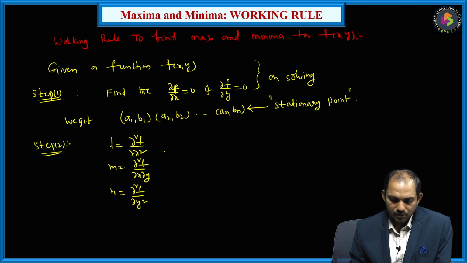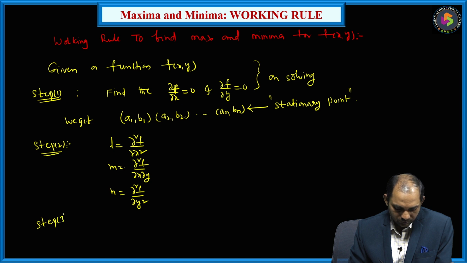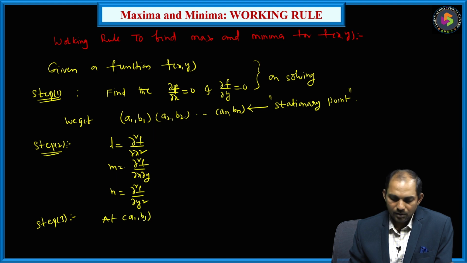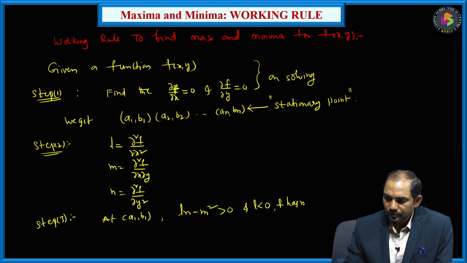We have to compute these higher order derivatives L, m, n. And in the next step, we have to consider one of the stationary points, a1 comma b1. Likewise, we are supposed to check the conditions at all possible stationary points, but let us consider the first one, a1 comma b1. We have to check the sign of ln minus m square. If it is greater than 0 and L is less than 0, then f has maximum at a1 comma b1. First stationary point is a1 comma b1.